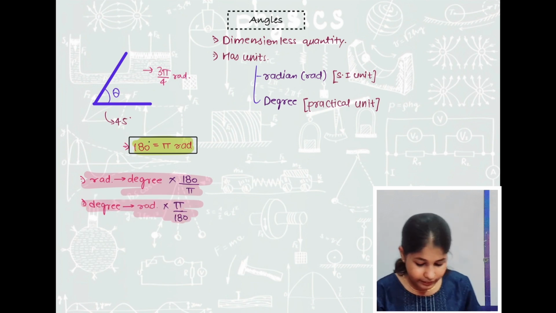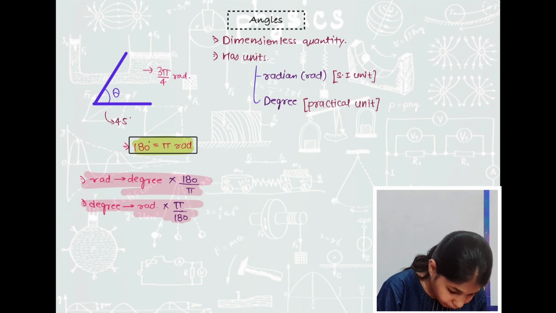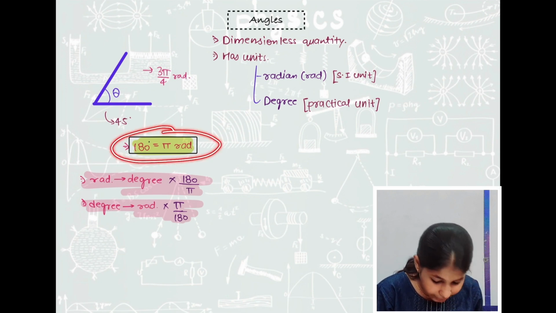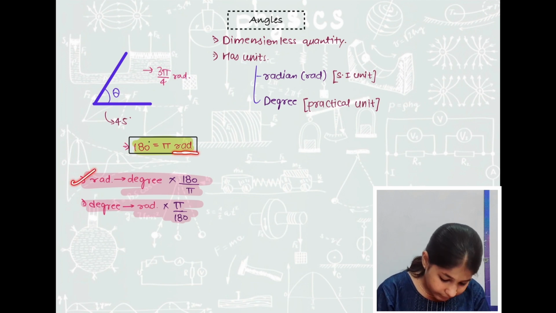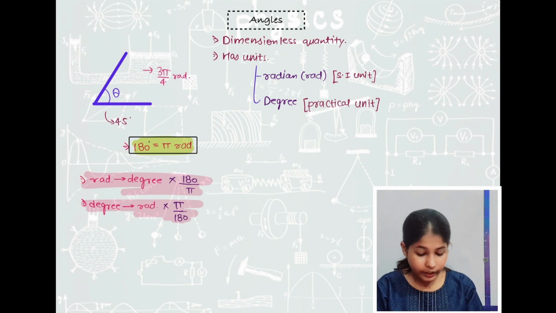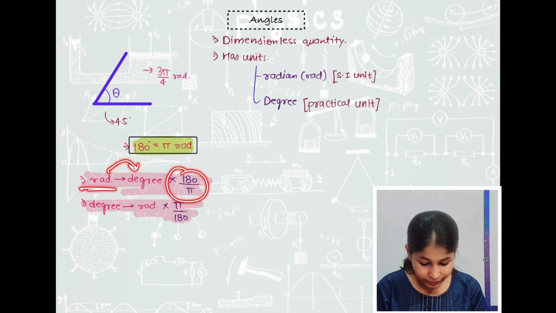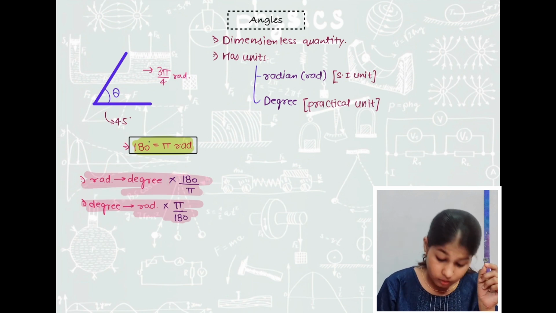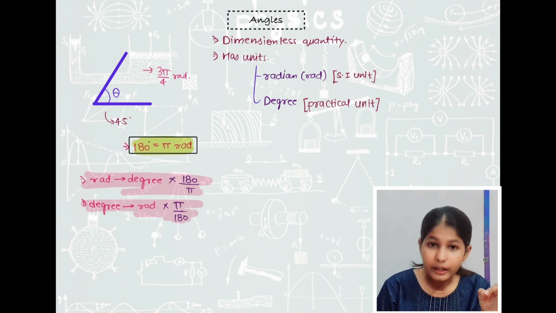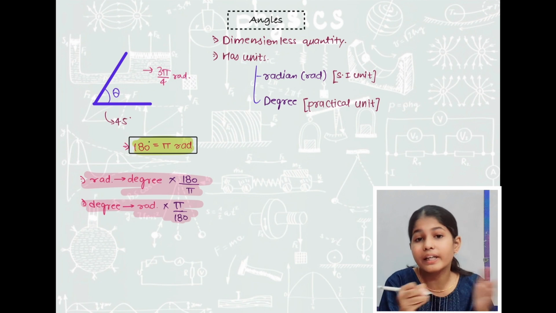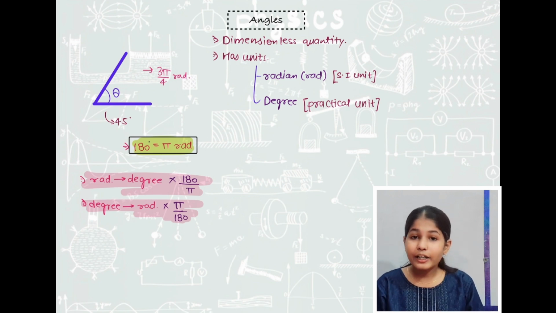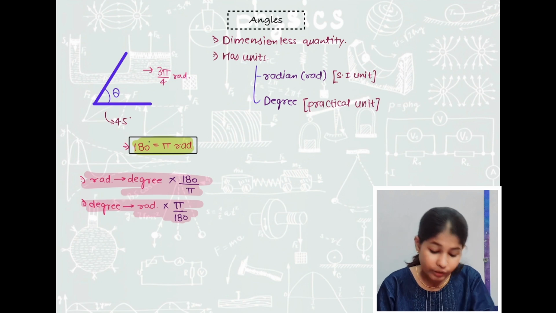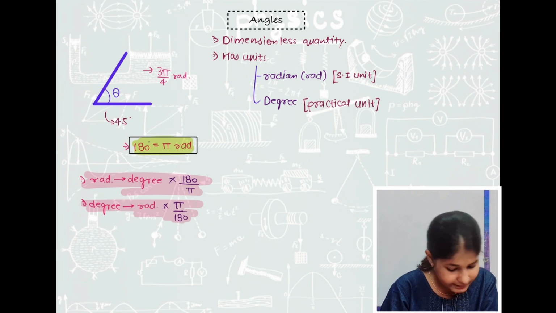These are our 3 points. 180 degree is equal to pi radian, and second, if you want to convert radian to degree, then you need to multiply it with 180 upon pi. And if you want to convert from degree to radian, you will need to multiply it with what? Pi upon 180 degree. Let's take an example.